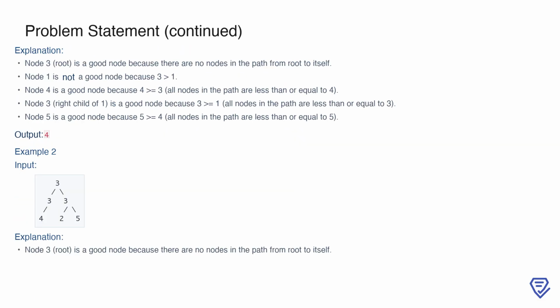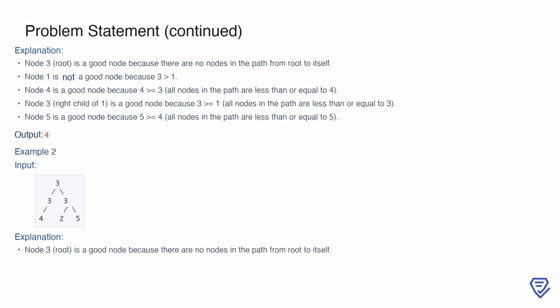In the first example, we have a binary tree with the root node 3, its left child 1, and its right child 4. The left child of node 1 is null, but it has a right child with value 3. On the right side of the tree, node 4 has a right child with value 5. Starting with the root node, we see that it is always a good node because there are no other nodes in the path from the root to itself.